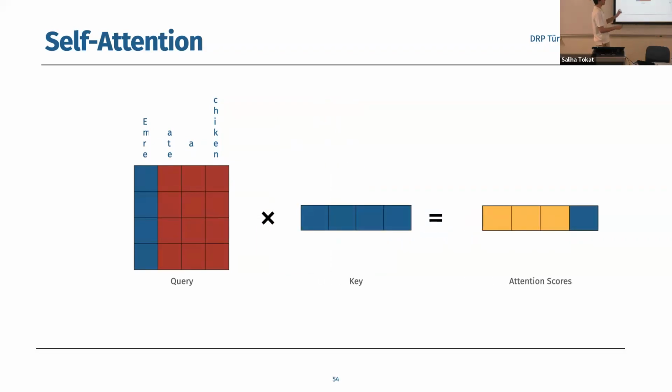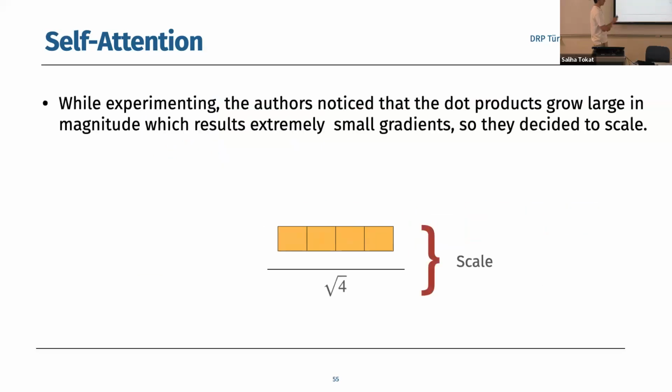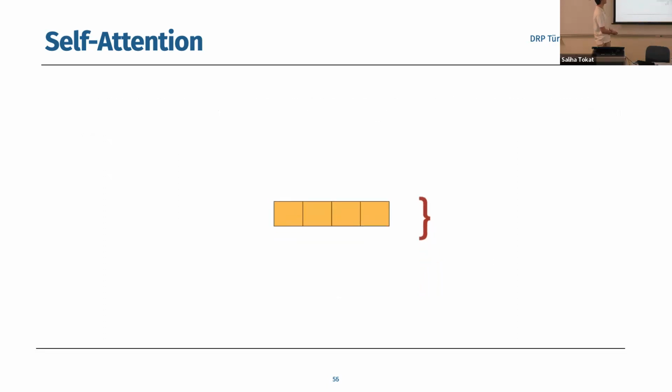By doing that, we are finding our attention scores. After defining the attention scores, we have to scale it down because the authors noticed that the dot products grow large in the training loop. So we have to somehow scale it down so as not to face exploding predictions. So we are just dividing it by the dimensions.